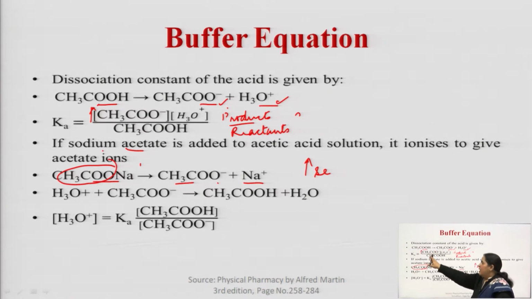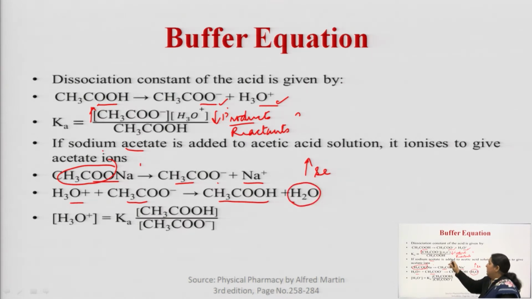So, to counteract it, because Ka is a constant, to maintain the equation, the concentration of the hydronium ions should decrease. So, how does it decrease? These hydronium ions will react with the acetate ion to give back the acetic acid and a molecule of water.